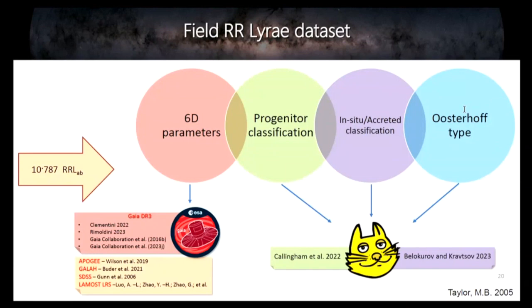About the second part of my project, so field RR Lyrae, I collected almost 10,000 RR Lyrae AB. The information of the 6-dimensional parameters comes from Gaia Data Release 3 and from APOGEE, GALAH, SDSS, and LAMOST LRS. The progenitor classification, in situ accreted classification, and Oosterhoff type separation was done by hand in TOPCAT by me, just to have a first sight of my dataset.